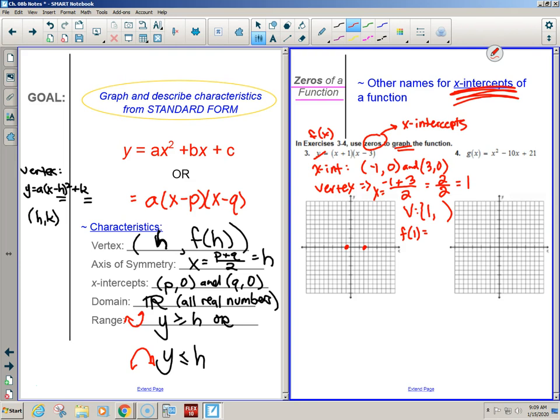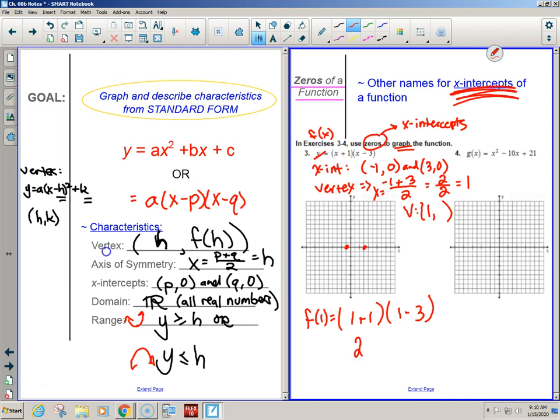And actually, PEMDAS might be easier for this one. I'm running out of room, so I'm going to do this down below. You guys plug in 1 plus 1 and 1 minus 3. What would PEMDAS have me do first? 1 plus 1. Good, which is?